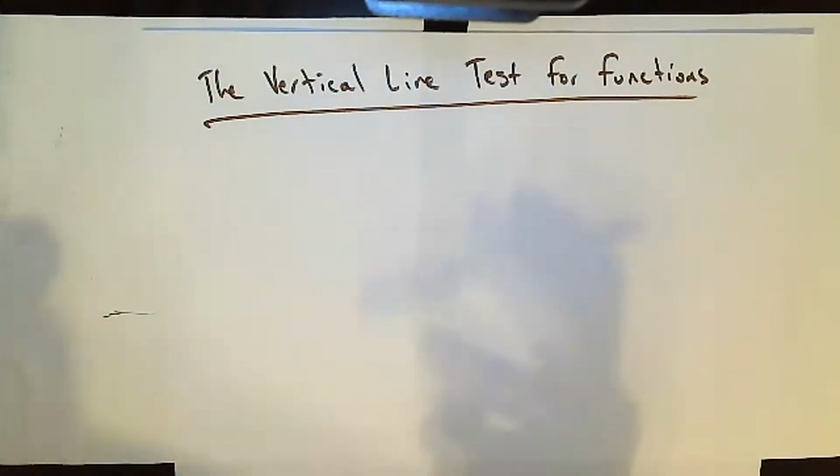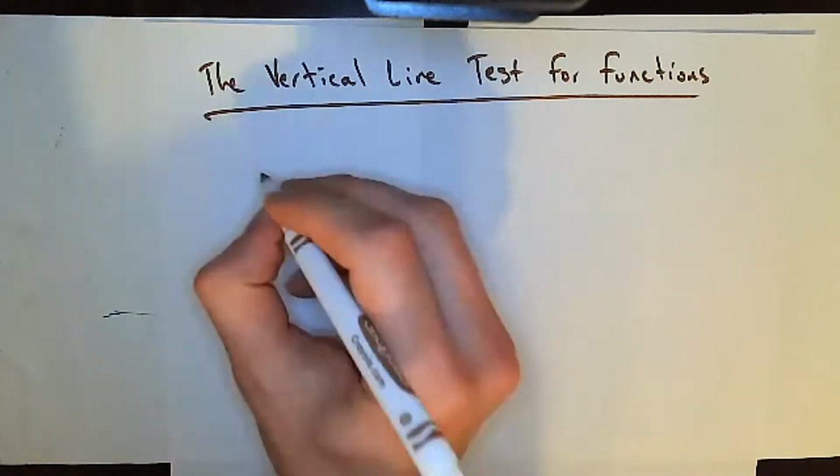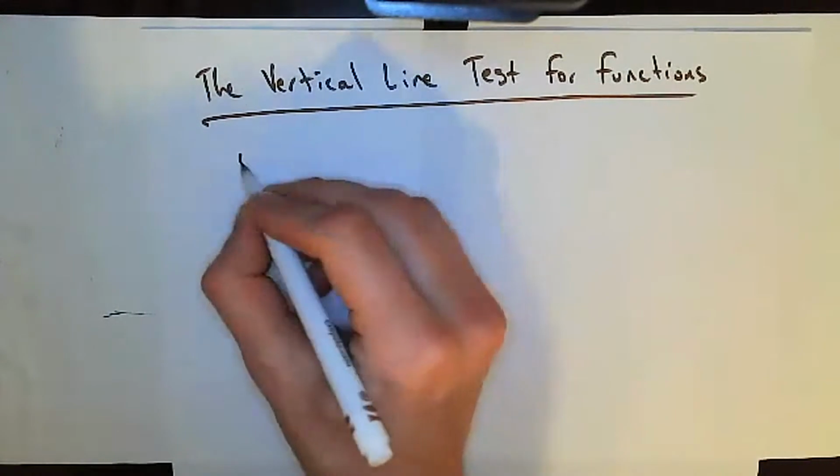So, okay, the vertical line test for functions says, well, first of all, let me remind you about the definition of a function. What is not allowed?